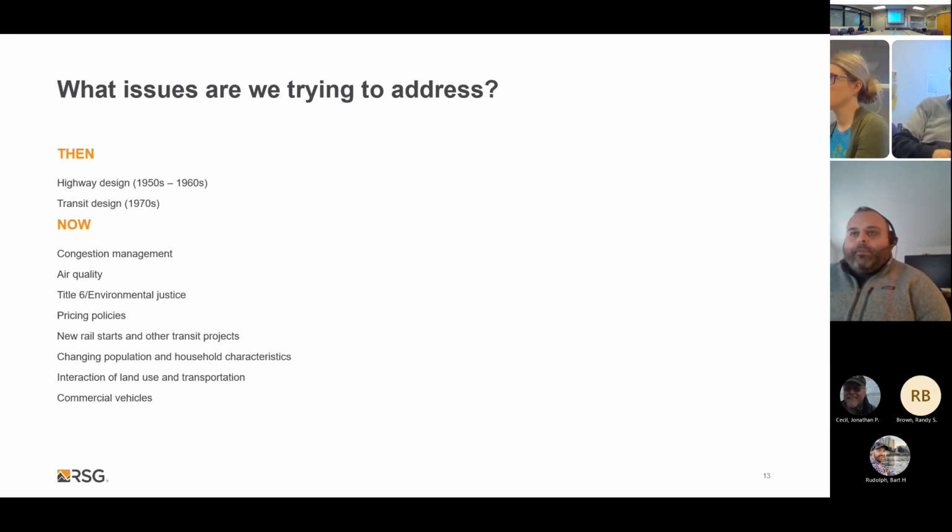So back in the 50s and the 70s, we were really pushing for expansions of highways, interstates, and transit expansion projects. And now we're really looking at things like congestion management. What's the impact on air quality? What are the environmental justice or equity concerns? We're looking at pricing policies. So this is if we toll a facility in a region, are we going to be able to help manage the demand in the region through pricing? It's looking at new rail starts and other transit projects. It's looking at changing population household characteristics.